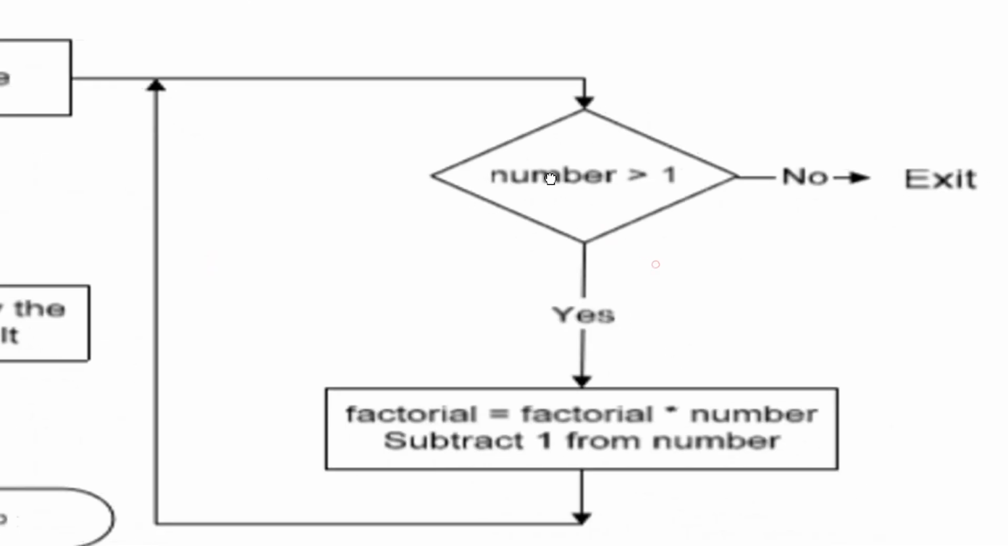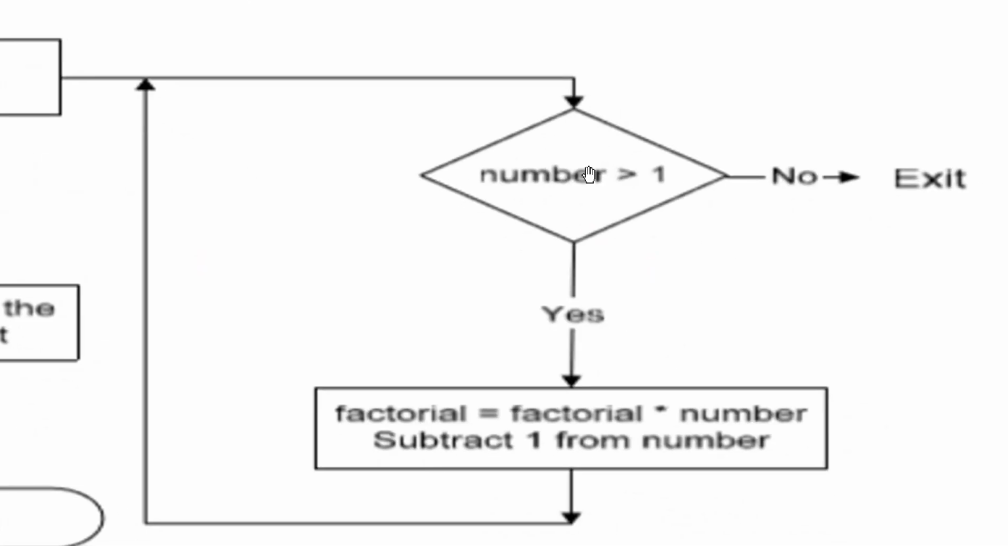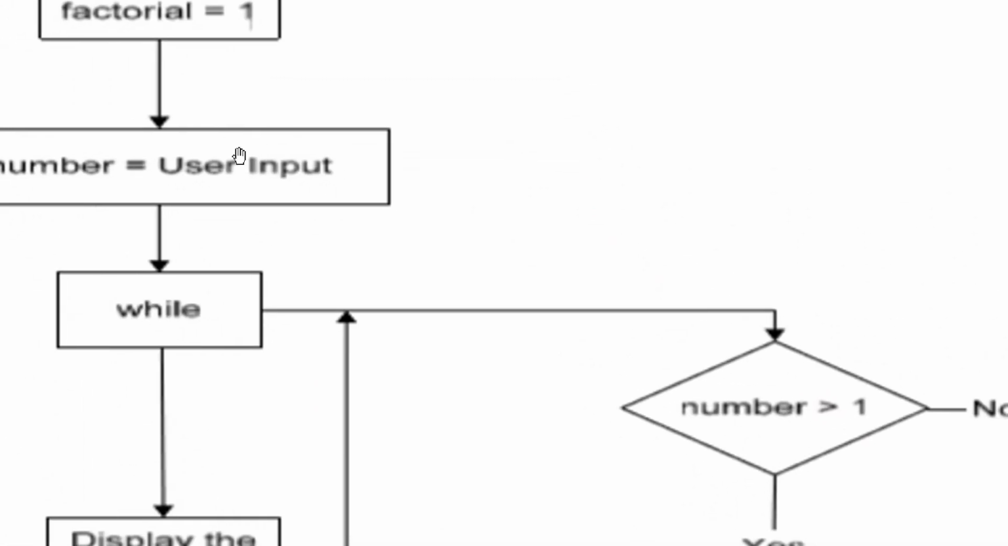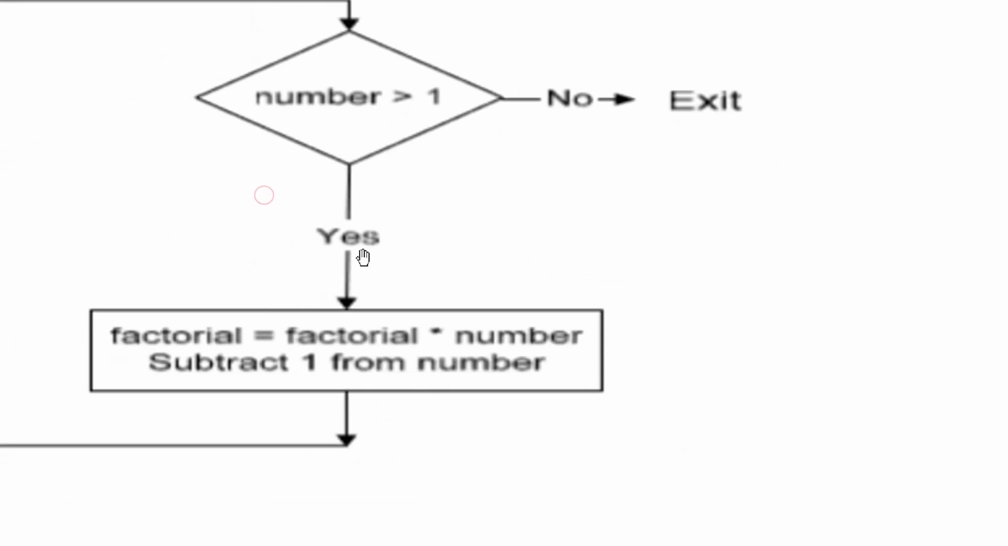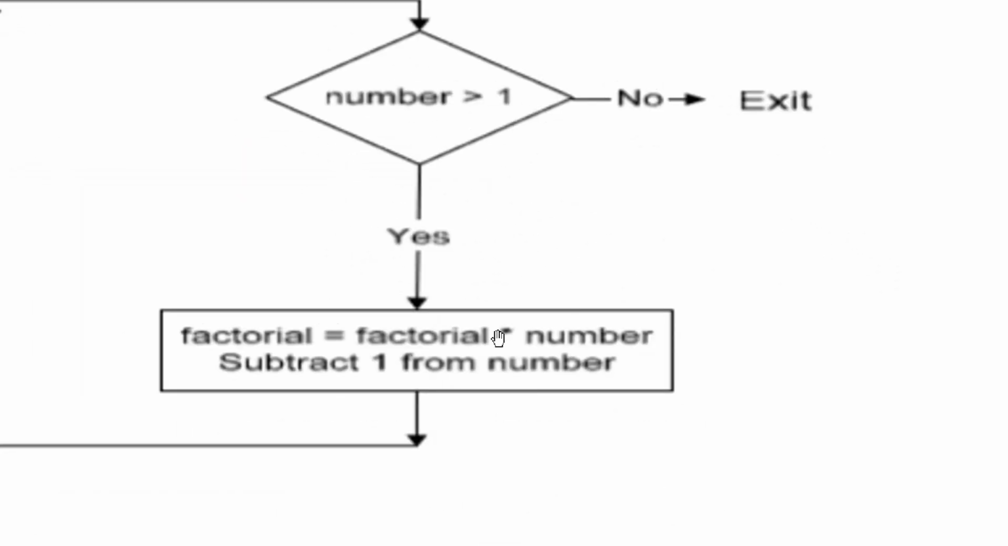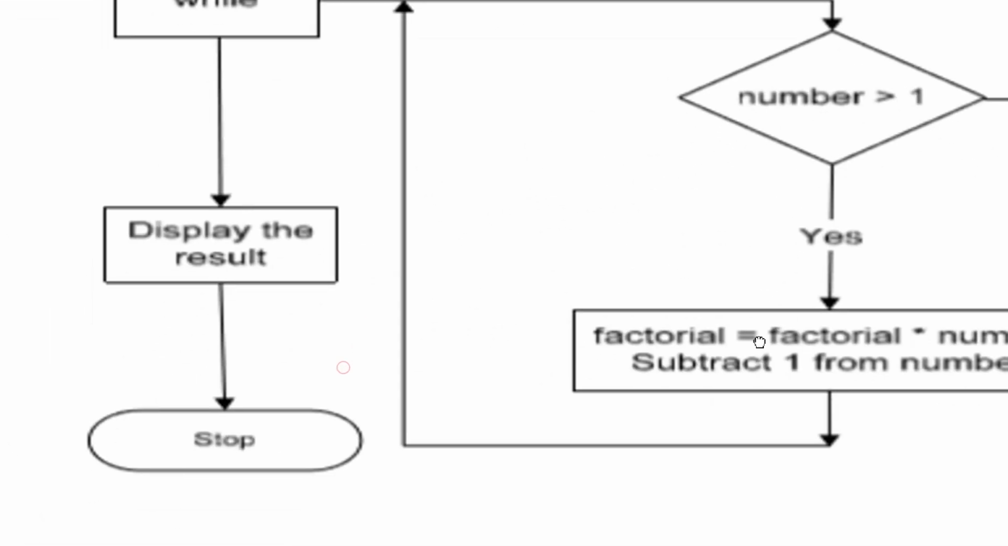Now we will look at the condition: while number is greater than 1. Of course, the number is greater than 1 because the input is 5. So if that is true, then we will find the factorial. Factorial is initialized to 1, so 1 multiplied by 5 will be 5. Then subtract 1 from number, so the number will become 4.